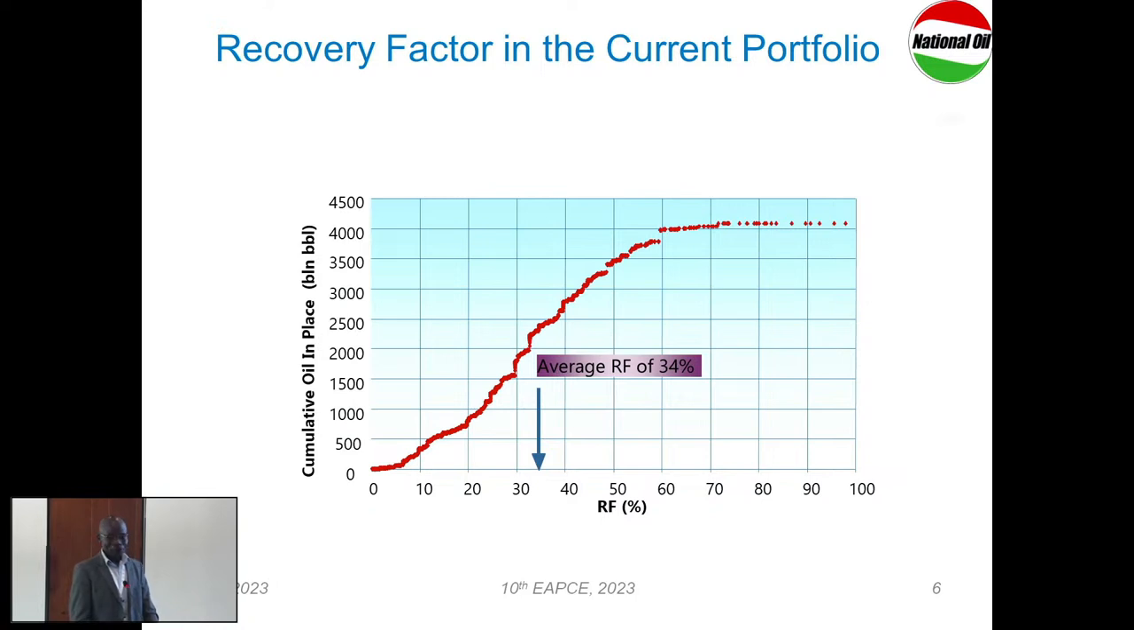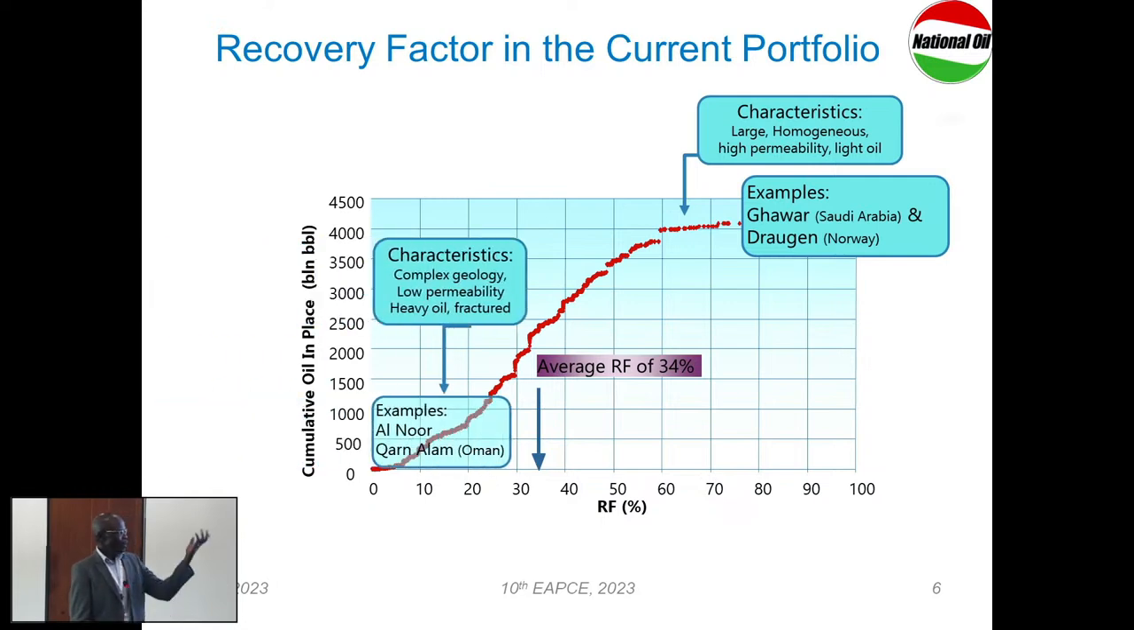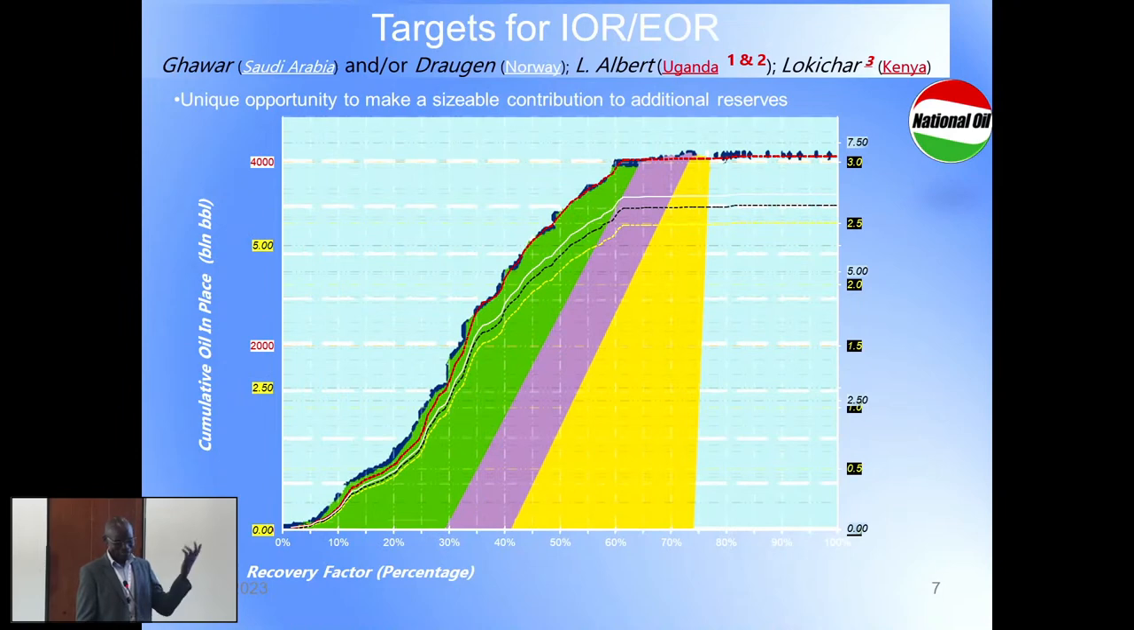We are going to look at a case study involving what has been tried and tested in the general industry. I mean mature hydrocarbon provinces, right above two fields, Ghawar in Saudi Arabia and Ekofisk in Norway, with large homogeneous reservoirs and light oil as well. Then we look at the lower case, comprising complex geology, low permeability, and heavy oil fields. For example, we have Al Noor and Kanalam in Oman. Mid case, you can see there, still in Oman, Fahud, and of course there is a number attached to it, like 34% recovery factor.